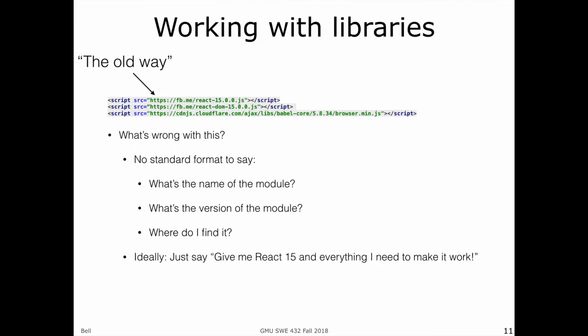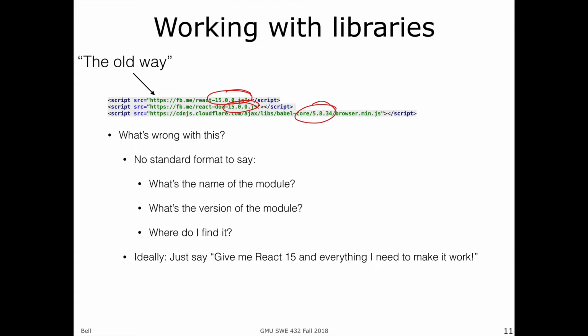Some things that are wrong with this are, for instance, there's no standard format to say what the name of some module or library that we're importing is. Here, I guess I'm importing this React thing, React DOM, and Babel. There's no standard way to say what the version of a module is. You can see that the numbers that are indicating presumably a version are the same for the two React ones. But then for Babel, the number is showing here rather than as part of the file name.